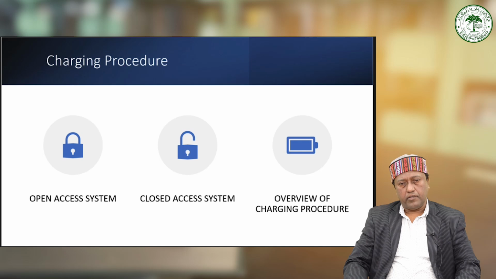So at least these are the two processes which you all might be aware of. Open access gives flexibility to the user, the reader, to go to the stack area and choose a book of his or her choice. Whereas in closed access, you have to browse the catalog, get the call number, and give it to the library staff. The library staff will collect the document for you, and that will be passed on to the circulation counter, and then you can get it issued. These are the two most prevalent systems.